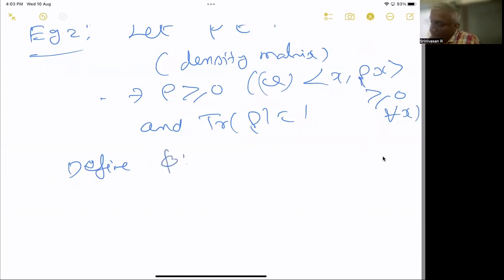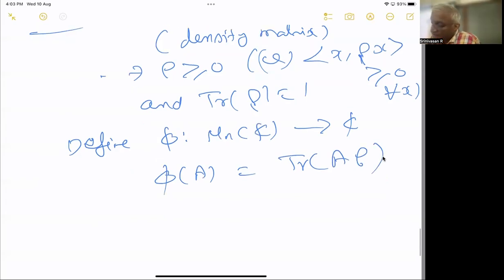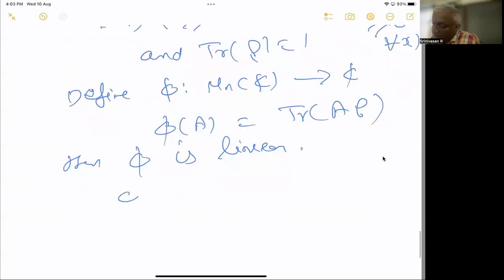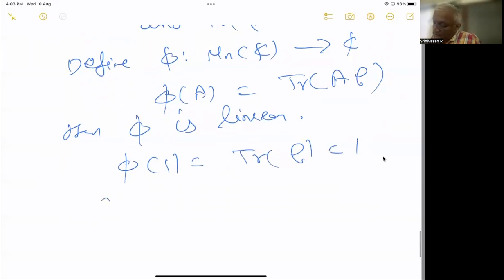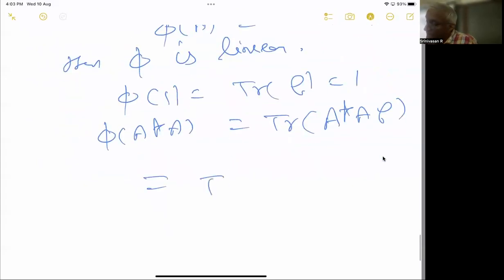Then define phi from M_n(C) to C by phi of A equals trace of A rho. Then we can verify the following. Phi is linear, of course, because trace is linear. And phi of 1 equals trace of rho, which is equal to 1. And the third thing is phi of A star A, which is equal to trace of A star A rho.